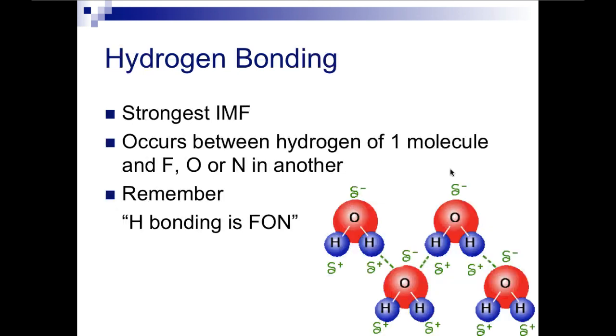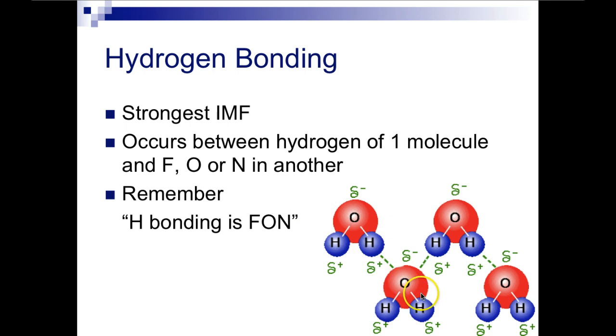And then the last one is hydrogen bonding. Hydrogen bonding is the strongest intermolecular force. It only occurs between a hydrogen atom of one molecule and F, O, or N in another. Remember, H bonding is fun. H bonding occurs with only fluorine, oxygen, and nitrogen. So only when you have a compound that has hydrogen in it and it is near another compound that has fluorine, oxygen, or nitrogen in it, you will have those hydrogen bonds.